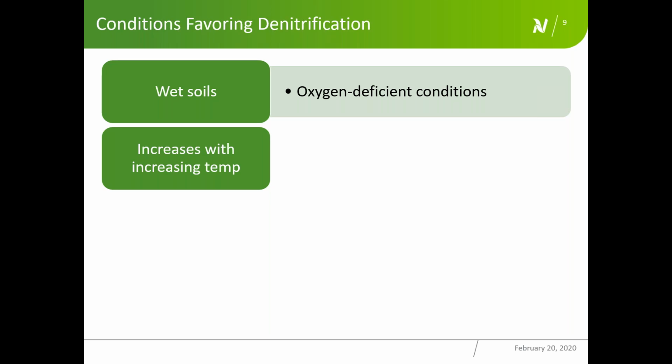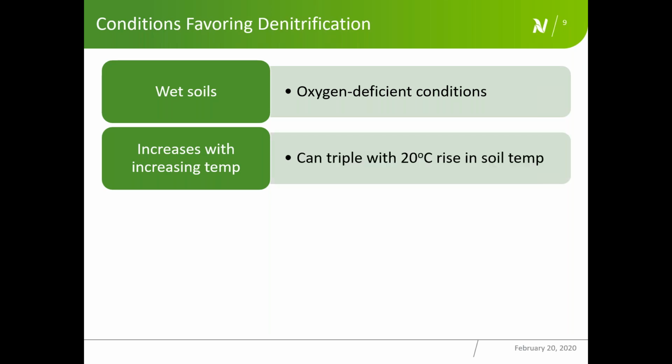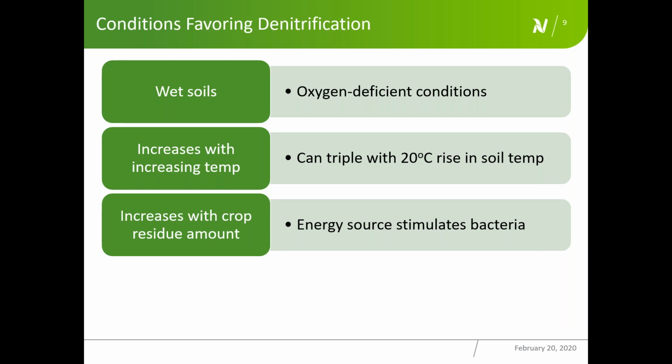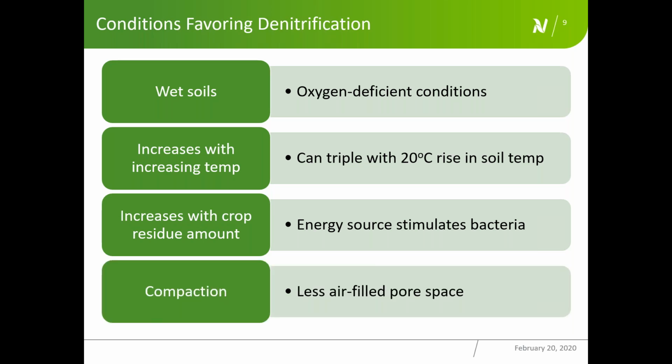The bacteria, the organisms that convert nitrate nitrogen to those gases, become much more active as soil temperatures increase. And a 20-degree increase in soil temperature can actually triple the rate of denitrification. So in warm soils, we can have very rapid losses. It increases with the crop residue amount. The crop residue is food for those denitrifying organisms. So when we have more carbon source in the soil, that carbon source is the energy source for the bacteria. It stimulates them to greater activity.